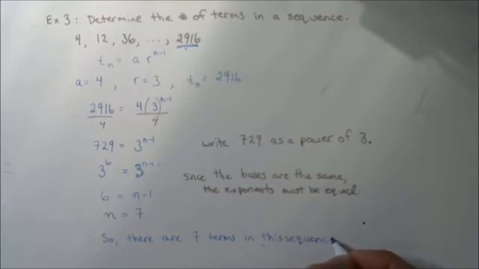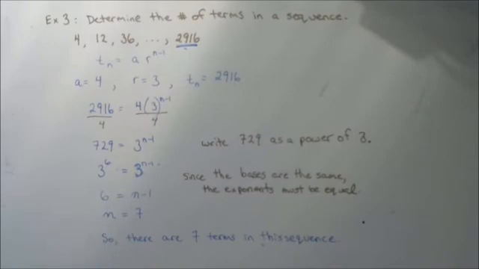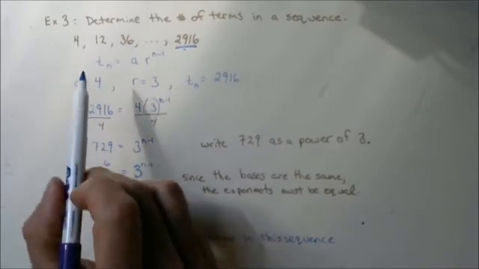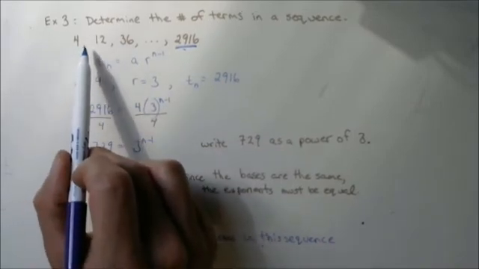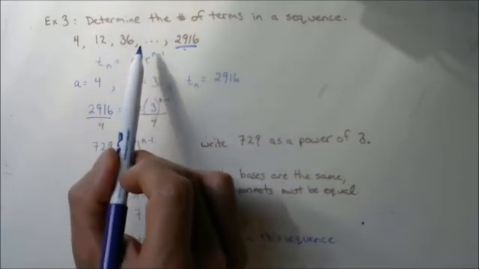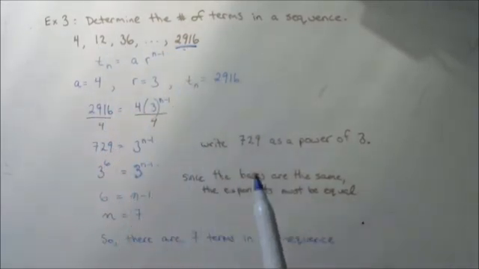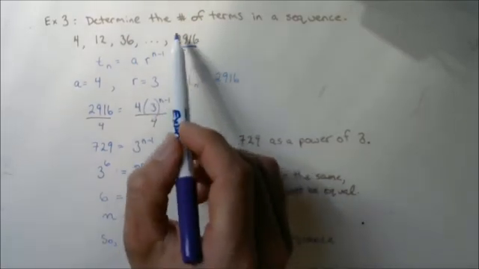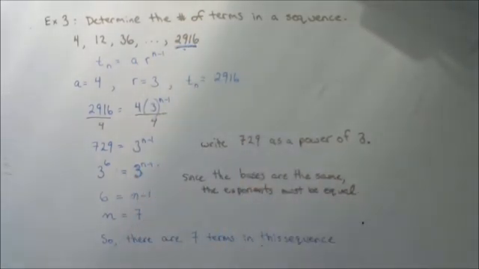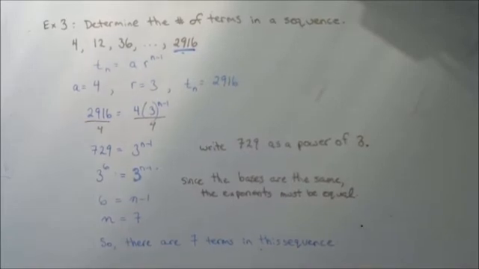You're probably thinking, Mr. V, I could have done that in my calculator, just gone 4 times 3, got 12, times 3, 36, times 3 again, times 3 again, times 3 again, times 3 again. And I would have realized that after 7 factors of 3, I'd get 2916 in my calculator. Sure, but what are you going to do when there's 100 terms or something like that? So go ahead, learn this, use it.